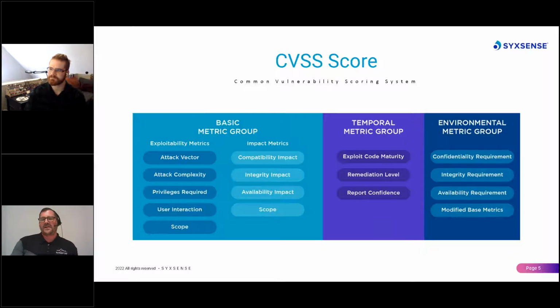9.5, then the calculation from the temporal metric group and the environmental metric group can only reduce the score, not increase it, and that's very important. So we always use the base score as the highest of the 3. We think that that is right because we don't know your environment.